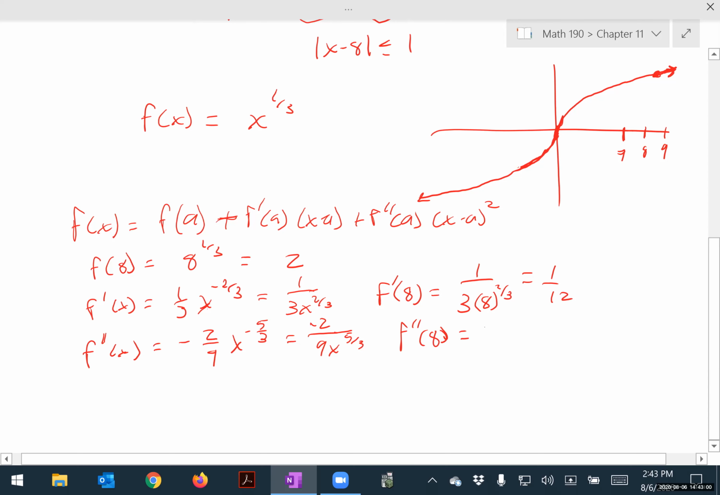Okay, that is equal to negative 2 over 9 times 8 to the 5/3. Well, 8 to the 1/3 is 2, and 2 to the 5th is 32. So that's going to cancel with the 2 on the top. So this is negative 2 over 9 times 32, which is going to get me negative 9 times 16, which is 144. So those are the coefficients.